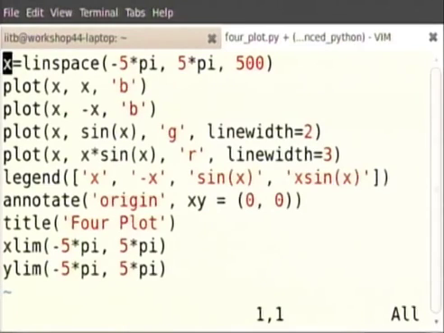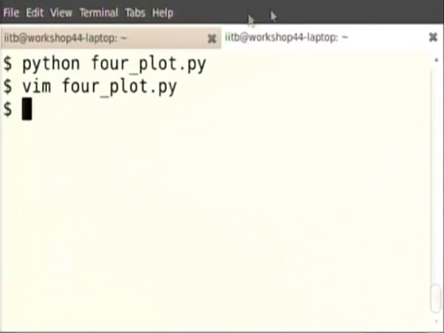You can look at the code and understand. First we say x equal to linspace minus 5 pi to plus 5 pi, 500, then we say plot x, then we say plot minus x, then plot sin x in green with a line width of 2, plot x comma x star sin x in red with a line width of 3, and then give the legend x, minus x, sin x, x sin x, annotate the origin, give a title 4 plot, xlim minus 5 pi, and ylim and xlim complete the picture. So this is the 4 underscore plot dot py.